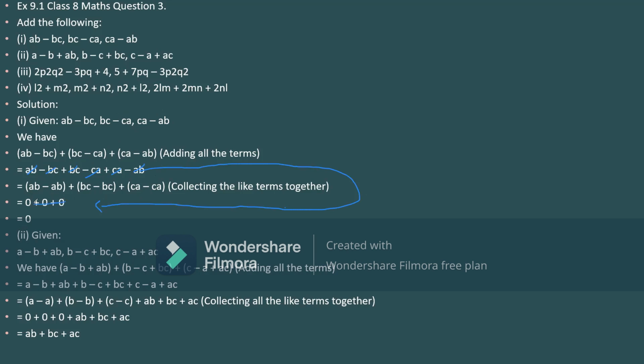There is no need of this step if you want to do it directly. And if you want to do it step by step, you should regroup it first, I mean, collecting the like terms as given here. You should first collect, then cancel these, this, and this. Then what will be 0 minus 0? 0. 0 minus 0, 0. 0 plus 0 plus 0, how much? 0. So if you do it like I said before, you can save your time in the exam.